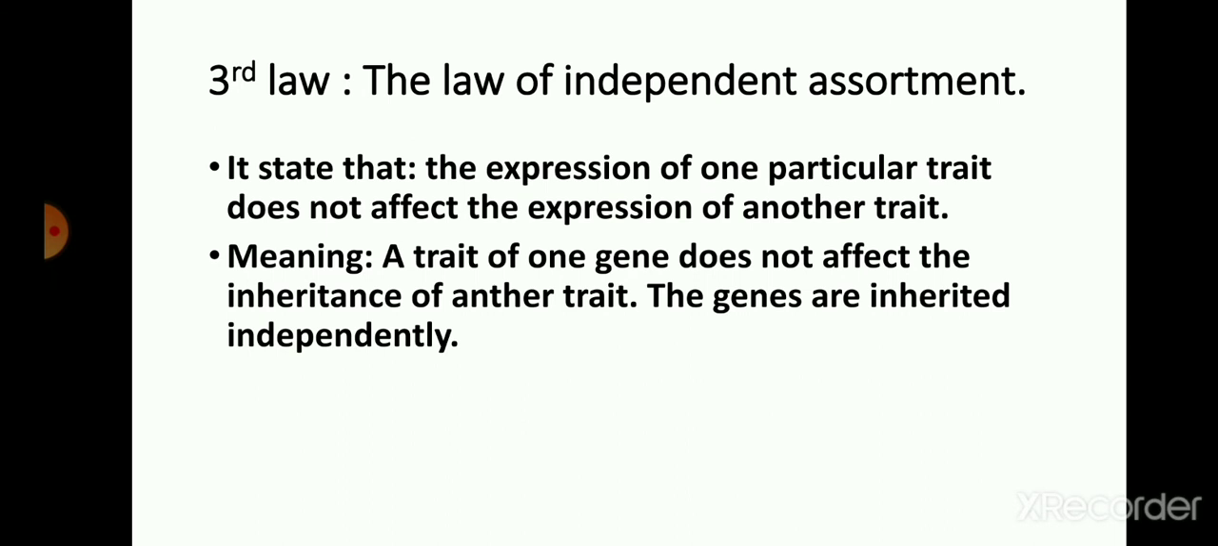So this is the law of independent assortment, meaning the trait of one gene does not affect the inheritance of another trait. Characters transmitted from one generation to another cannot be interfered with by a second trait or second characteristic gene. So the genes are inherited independently.